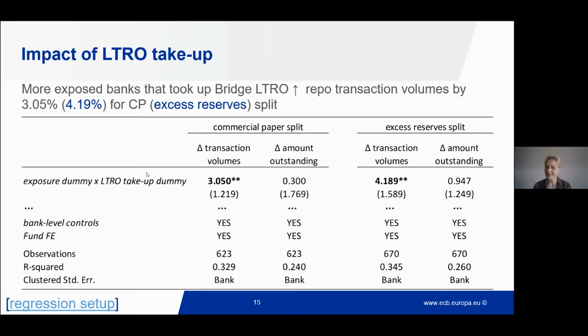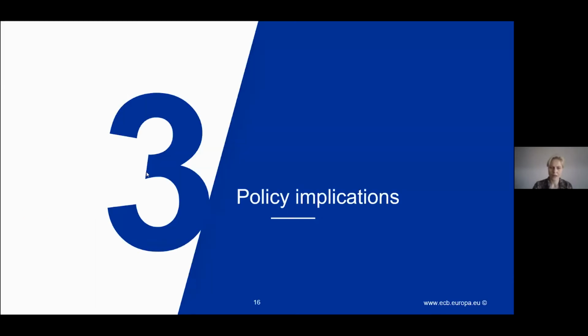So again, it does suggest that LTRO as such had an effect on bank repo lending to funds, at least in terms of supporting the transaction volumes. Given that the amount outstanding didn't change, we don't find any significant effect. It seems that the liquidity acquired from the central bank was used by banks to roll over existing credit vis-a-vis funds. So what does this mean in terms of implications of this work?